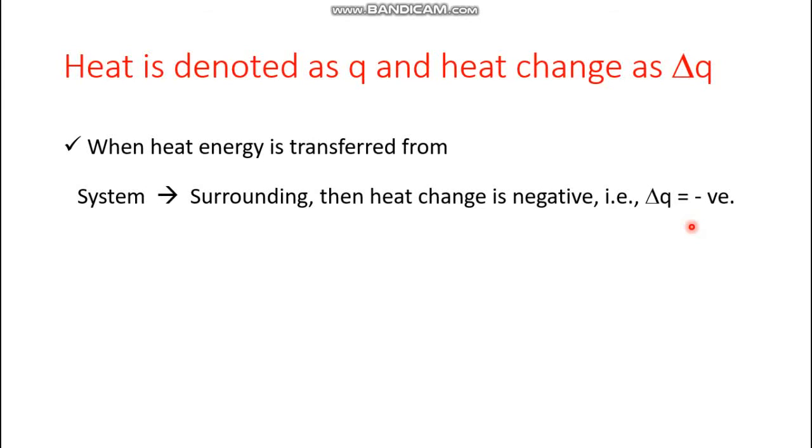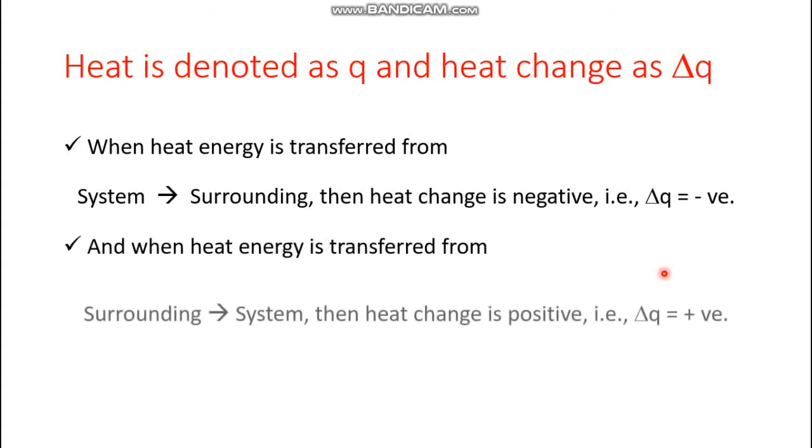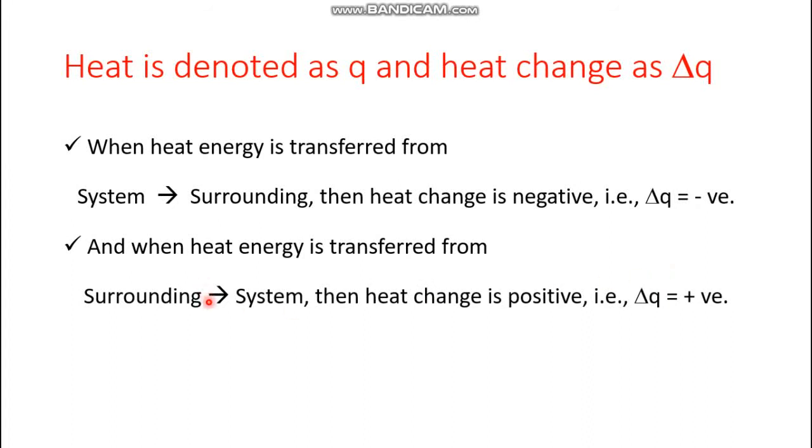And what is the convention of denoting delta Q? The convention of denoting delta Q is negative. Okay, so delta Q should be negative. And if heat is transferred from surrounding to system, that is, the system is absorbing some heat, that is, the system is getting hotter, then in that case delta Q should be positive.